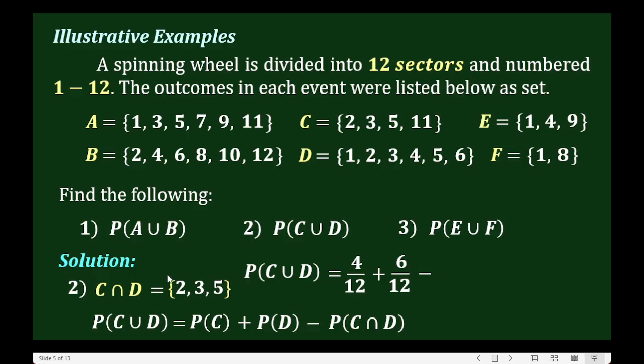And how many elements do we have for the intersection of event C and D? There are 3. 1, 2, 3 over 12. Then we combine the first two elements and subtract the result by 3 over 12. Therefore, we have 7 over 12 as our answer to number 2.